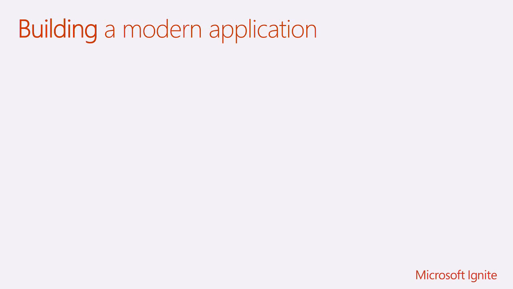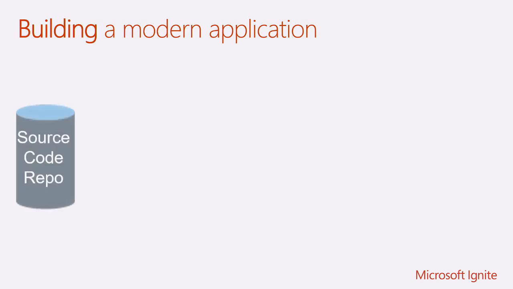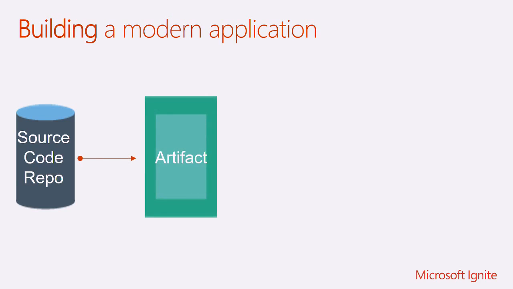So how you build a modern application starts with the source code repo. This is where you keep all code associated with the application, including the application code itself and the code for automating that application, the code it takes to deploy it and run it. What you'll do next is compile all of that code into one artifact. This is a software package.